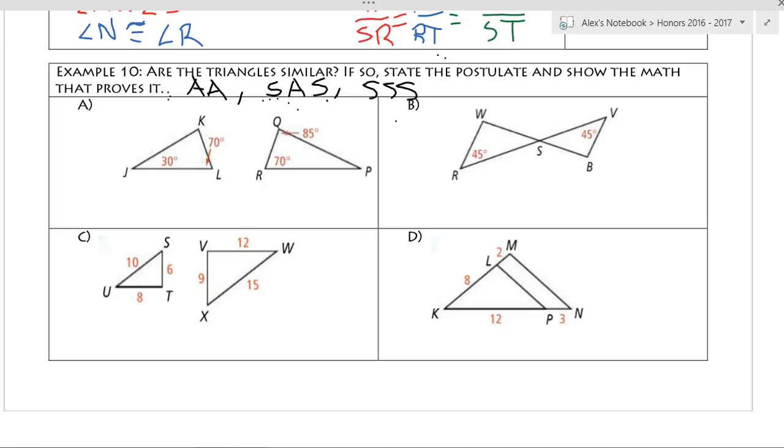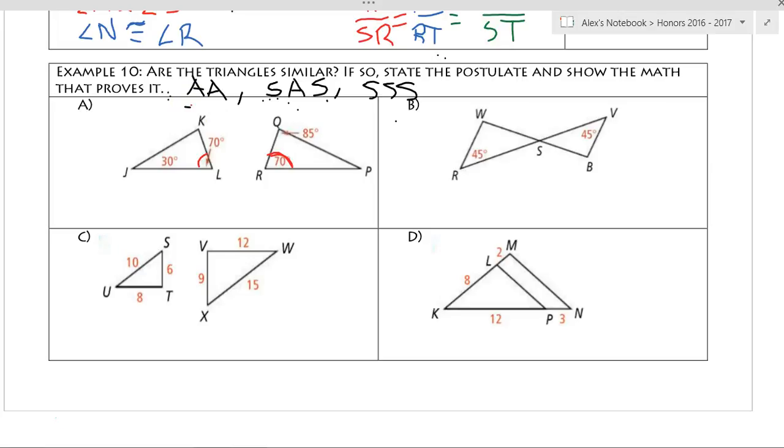Just canceling out and not having to worry about side, angle, side, or side, side, side. Okay, I'm really just going to look at angle, angle, because I only know things about the angles. So I already see one congruent angle. They both have a 70-degree angle. So I have one of my angles, but I don't have the other.